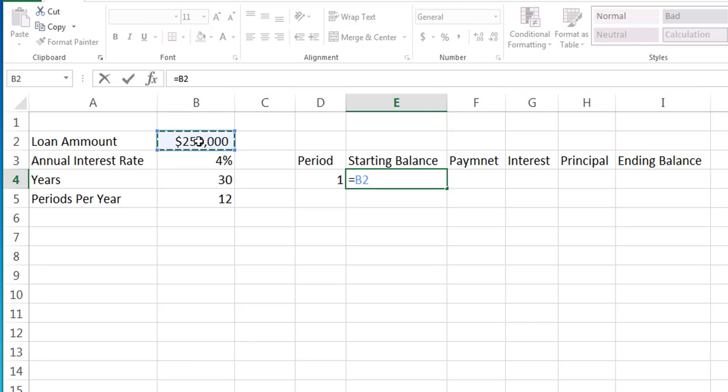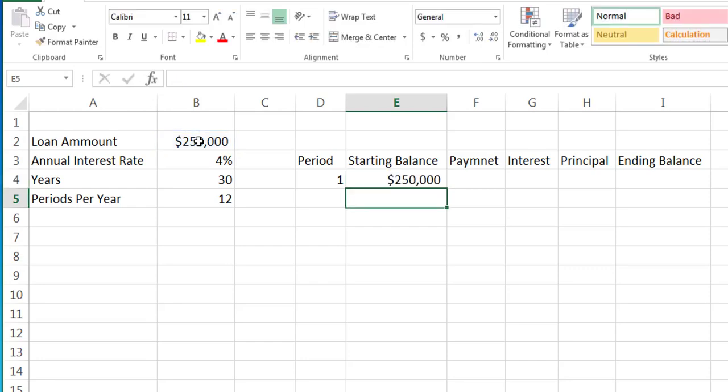Now, the asset that you purchased probably cost more than $250,000. You've made a down payment, or maybe there's sales tax that you've had to pay. There's tons of other expenses that go into it. We're just going to be focusing on the amount of money that you borrow. In this case, it's going to be $250,000. That's our starting payment, or starting balance.